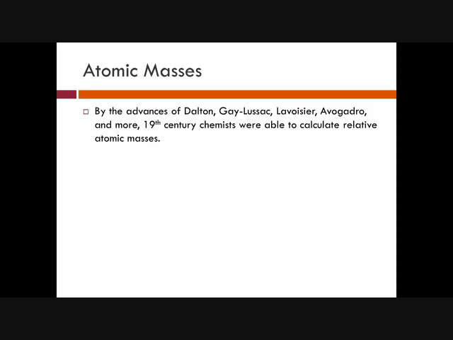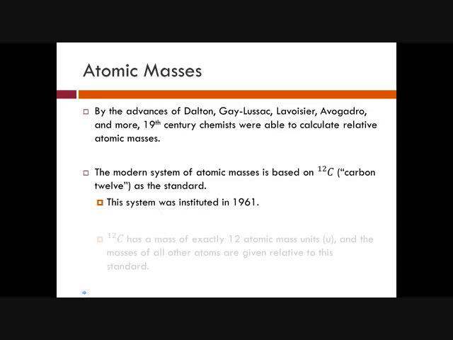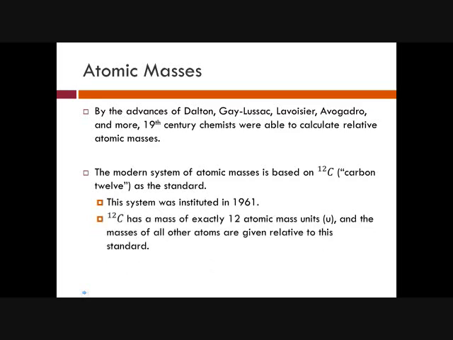So a lot of the stuff in this first section is review from Chemistry 1, okay? You probably know it. We're going to try and go through it a little bit faster so that it's just review. But by the advances of Dalton, Gay-Lussac, Lavoisier, Avogadro, and more scientists, we were able to calculate relative atomic masses for elements. The modern system of atomic masses is based on carbon-12 as the standard. This was instituted in 1961, so it's been around for almost 60 years. And carbon-12 has a mass of exactly 12 atomic mass units.